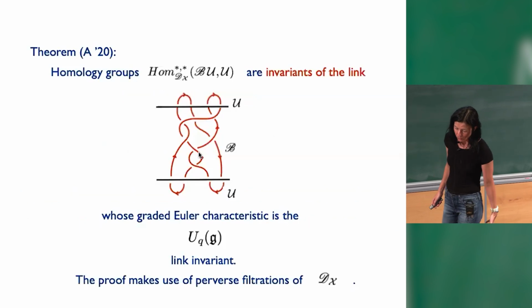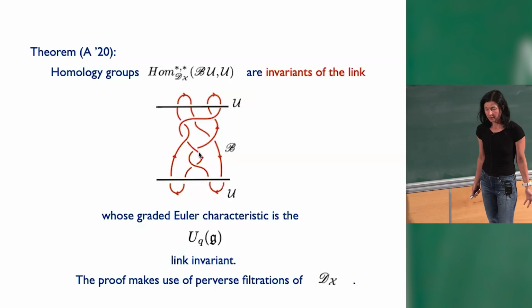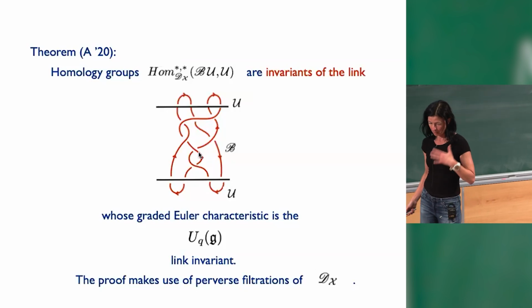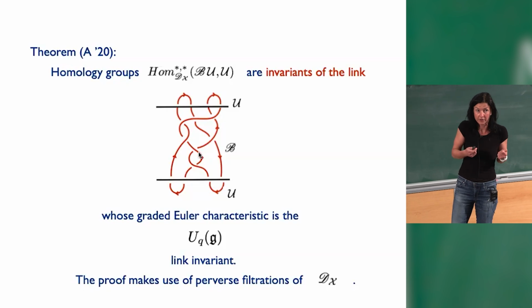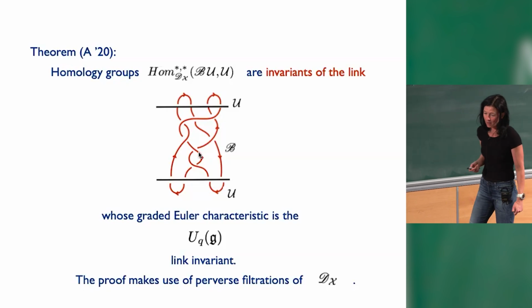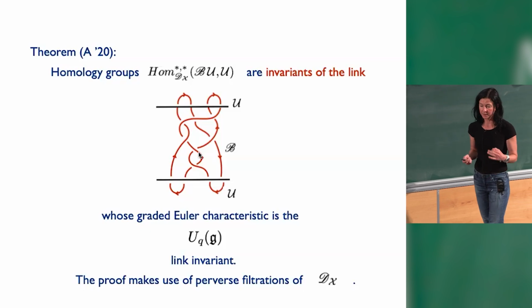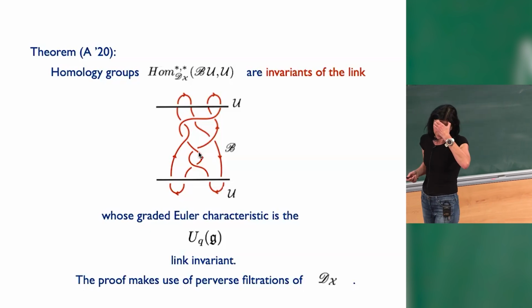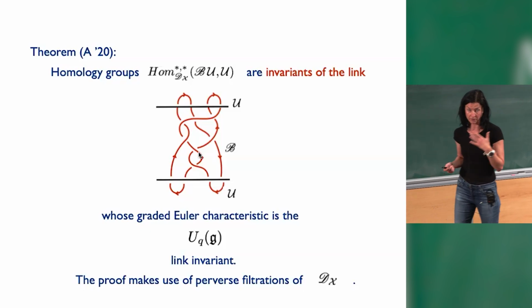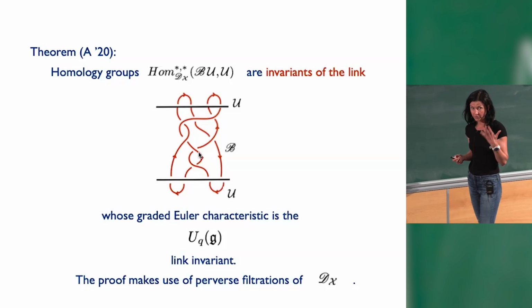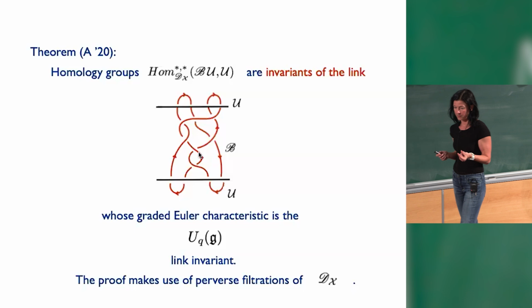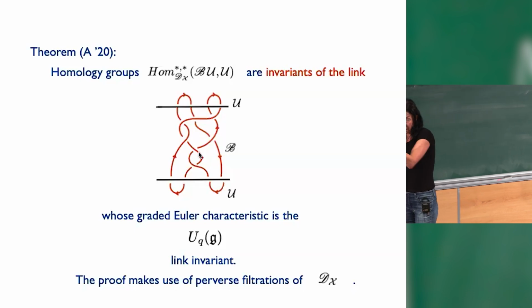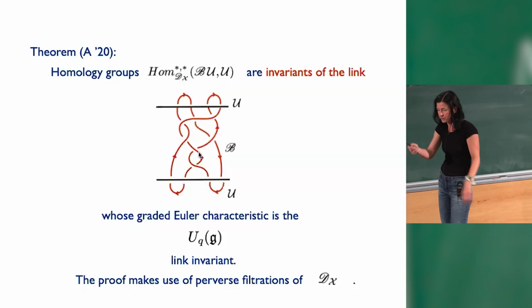Now, you can prove that the resulting Homs between the branes are actually not just have the right Euler characteristic, but that they are themselves link invariants. The proof is fairly abstract. It makes use of a perverse filtration that the category of coherent sheaves on X develops near a wall in KLM moduli that corresponds to bringing two punctures together.